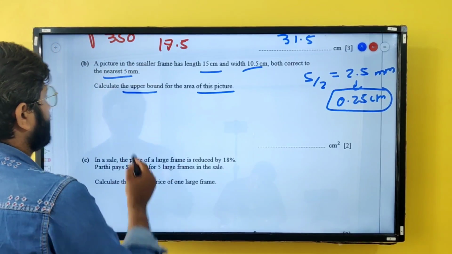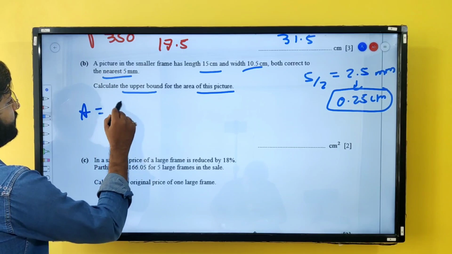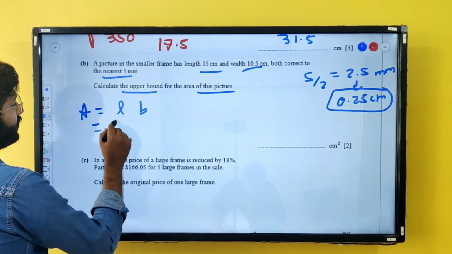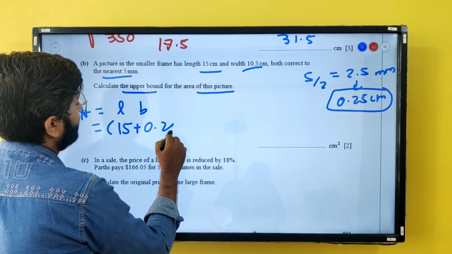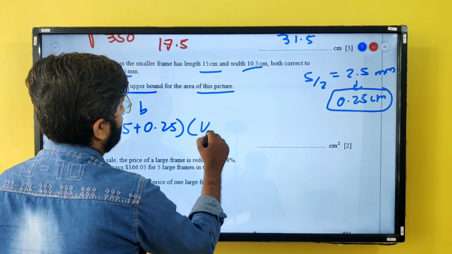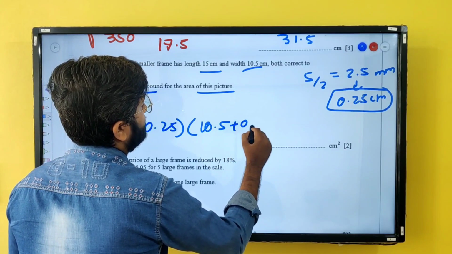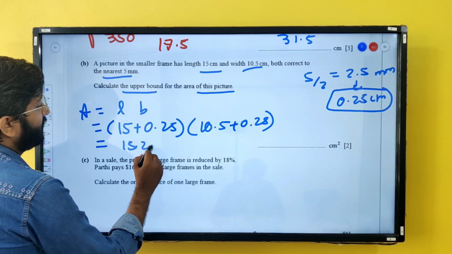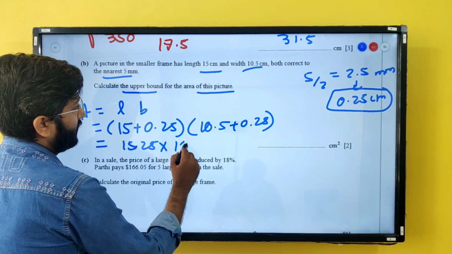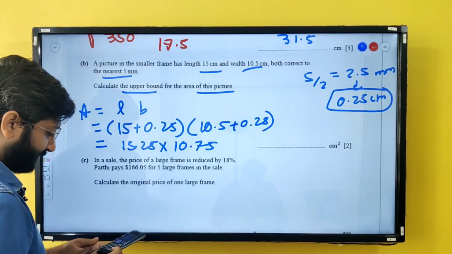The upper bound of the area is going to be length into breadth. So length is going to be 15 plus 0.25 and my breadth is going to be 10.5 plus 0.25. So which is 15.25 into 10.75.